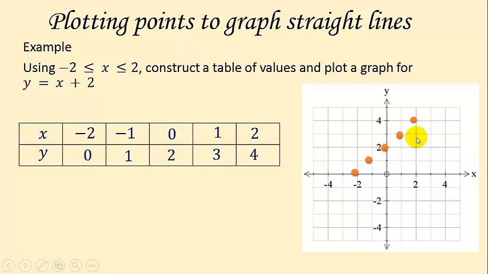And you'll notice when we've plotted those points, we'll have a straight line. Now to graph that line, all we do is draw a line through those points, making sure you put an arrow on each end.